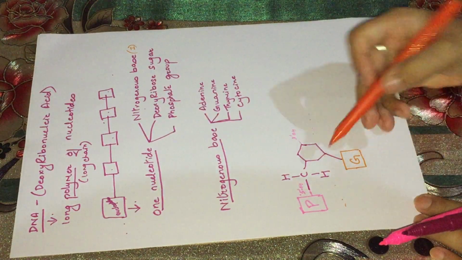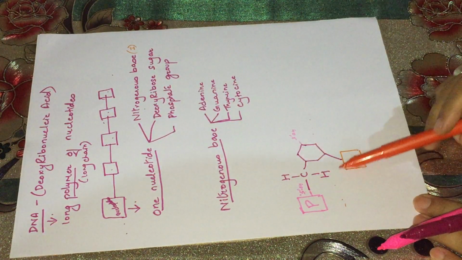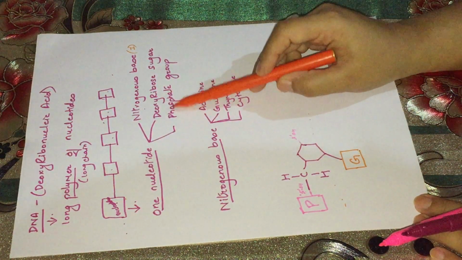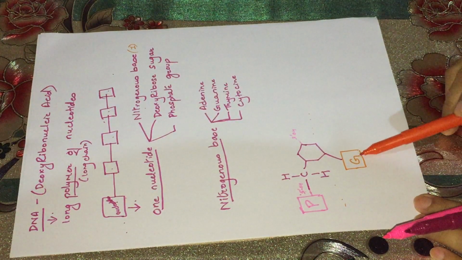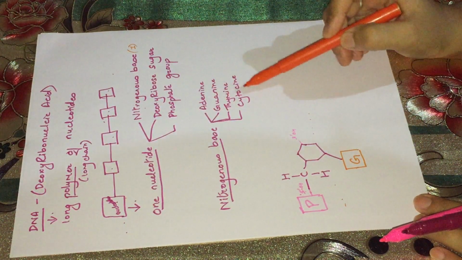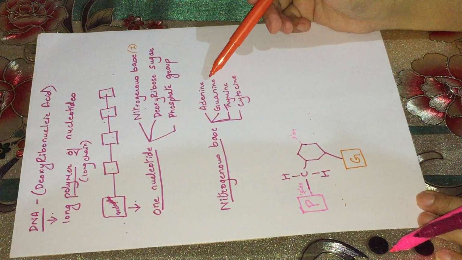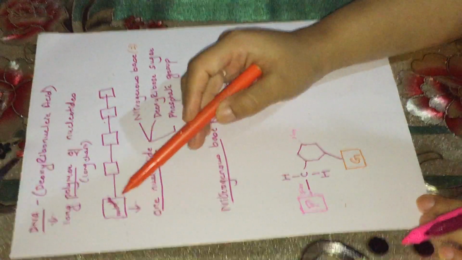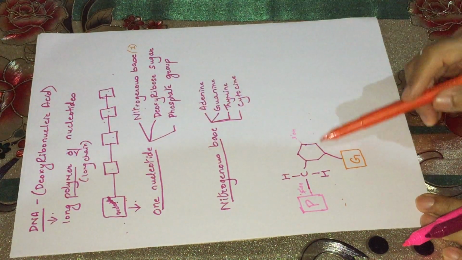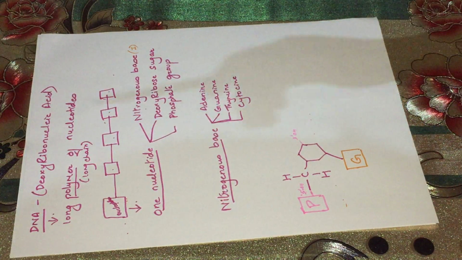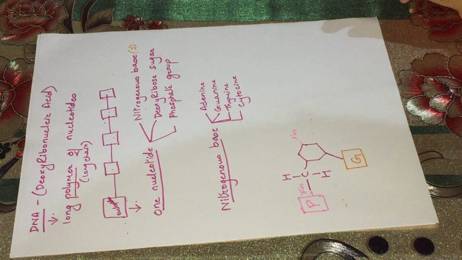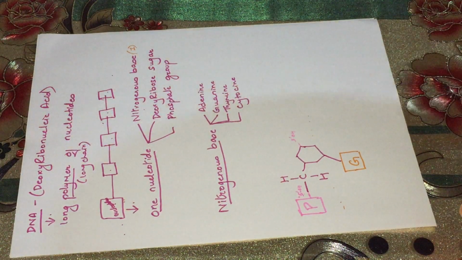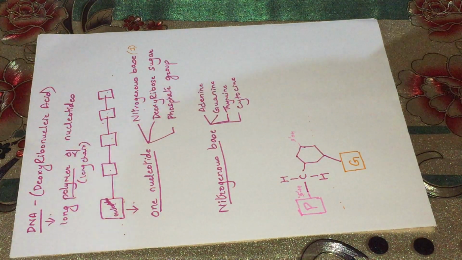This is a single nucleotide. This is deoxyribose sugar. At the 5 dash OH group of this sugar, the phosphate group is attached, and any of guanine, adenine, thymine or cytosine, the nitrogenous base, is also attached to the deoxyribose sugar. This way one nucleotide is formed, and many nucleotides join together and form a polynucleotide chain. How it is done, we'll come to know later on. So this is all about the introduction.